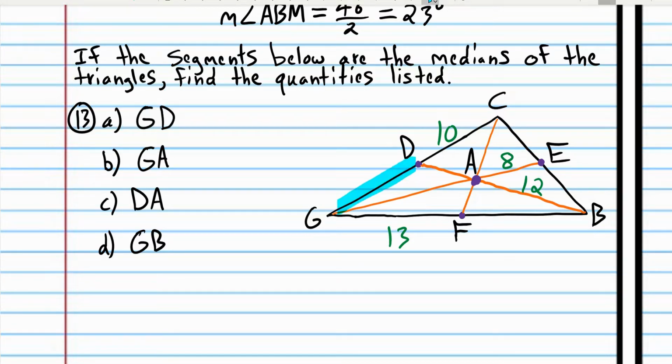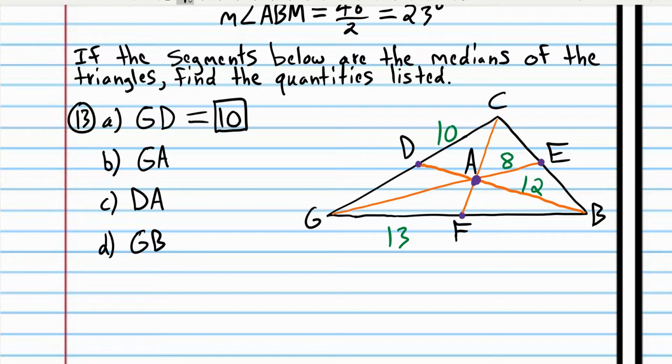That's really easy because these are medians. They start at a vertex and they hit the midpoint of the opposite side. So if this side is 10, this side must be 10 also. That's really easy. GA. Now what is GA? Now we're going to have to use the centroid theorem.